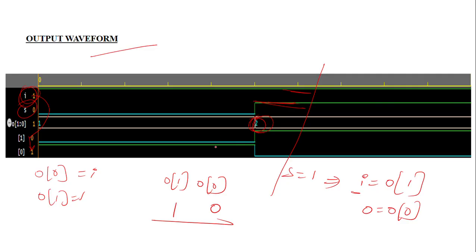So like that you can cross check whether your functionality is correct or not by using this waveform. So it is about the code for the 1/2 Demux.